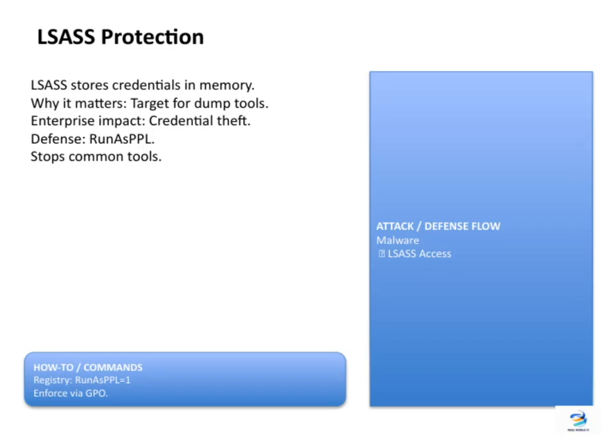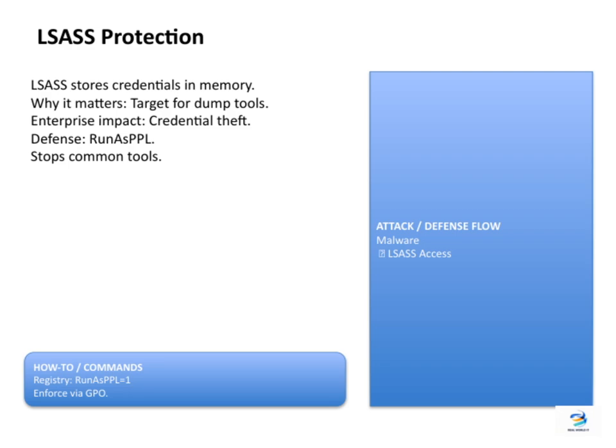Let's take a closer look at the attack and defense flow related to malware, specifically focusing on LSASS access. When an attacker tries to access LSASS, it often indicates an attempt to dump credentials from memory. To mitigate this, one effective measure is to configure the registry setting RunAsPPL equals 1, which enforces protected process light mode through group policy. This makes it much harder for malicious tools to access LSASS.